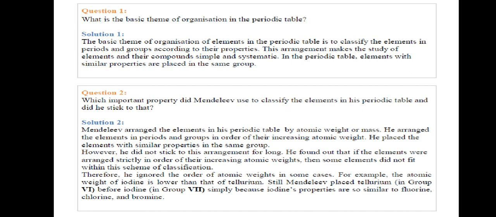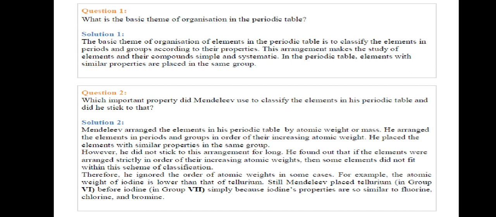तो बेसिक रीज़न क्या है, हम क्लासीफाई क्यों किए? एलिमेंट्स हैव बीन क्लासिफाइड इनटू पीरियड्स एंड ग्रुप्स बेस्ड ऑन देयर प्रॉपर्टीज़. तो एलिमेंट्स के कंपाउंड्स की फिजिकल और केमिकल प्रॉपर्टीज़ को स्टडी करने के लिए जो आसानी हो, इसके लिए हमें क्लासीफाई करना पड़ा. और ऐसे एलिमेंट्स जिनके कंपाउंड्स की प्रॉपर्टीज़ सिमिलर होती हैं उनको एक ही ग्रुप में रखा गया है.